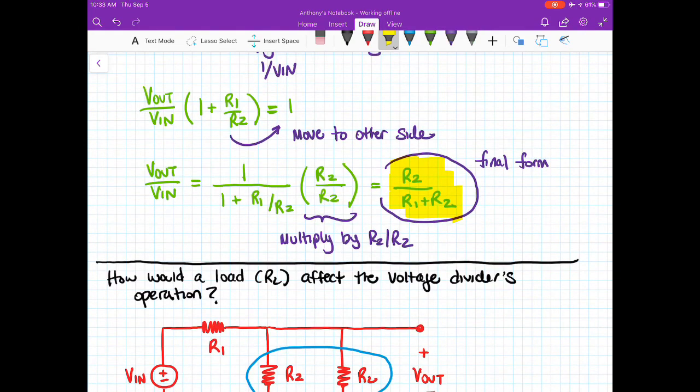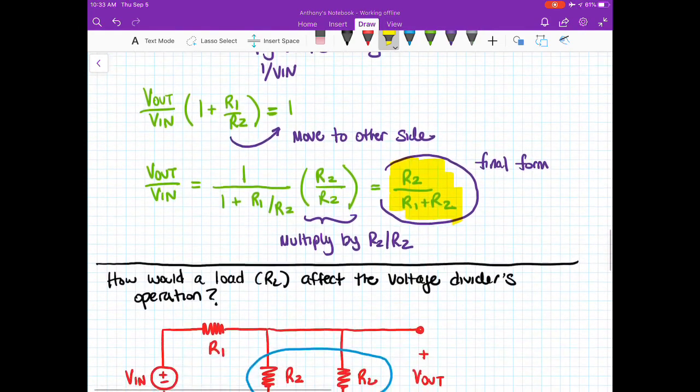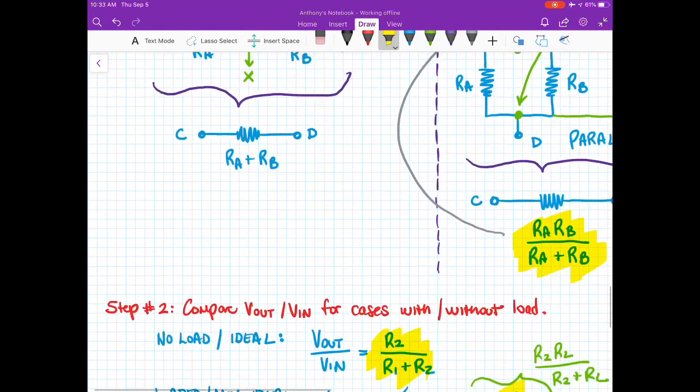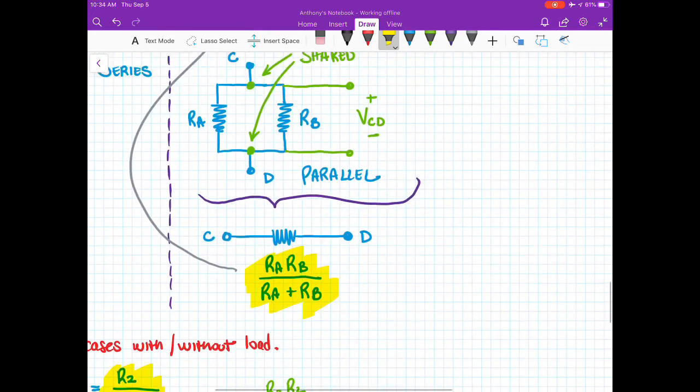Now, we keep talking about R2 being large. Why does that make a difference?